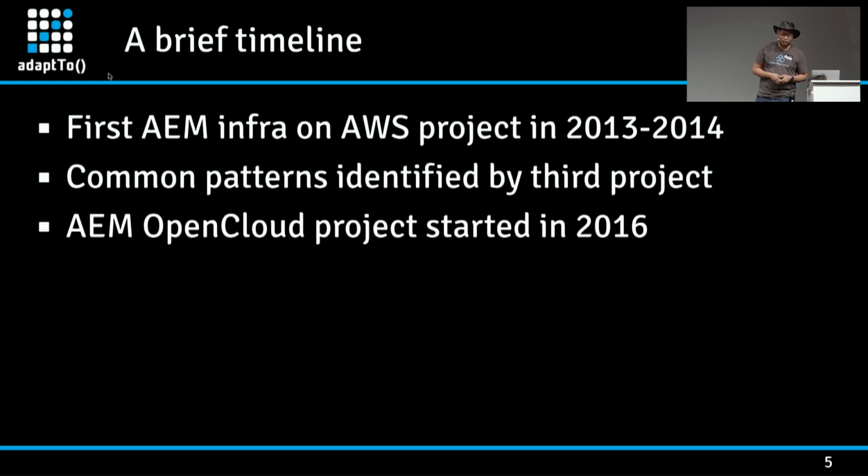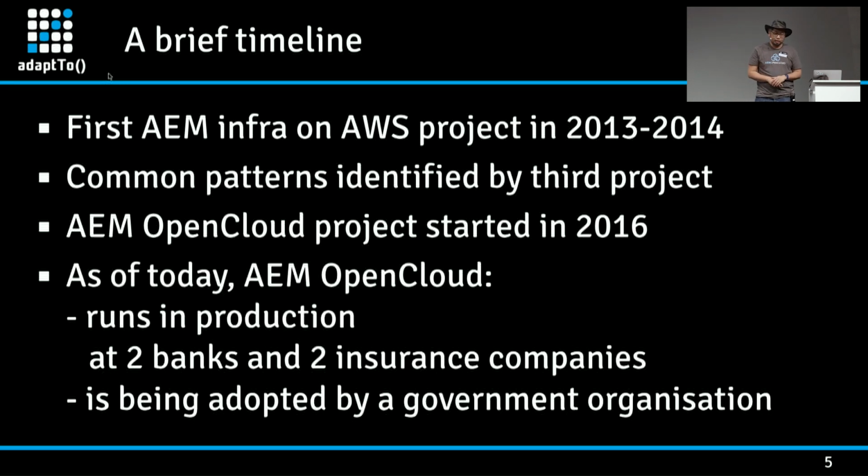So in 2016, we decided to start open sourcing gradually the solutions piece by piece, with the idea that the next project can reuse these open source solutions to build a better and improved solution. As of today, AEM OpenCloud is running in production at 2 banks, 2 insurance companies, and another government organization in Australia is currently adopting it.